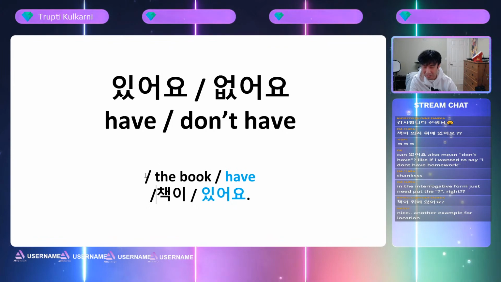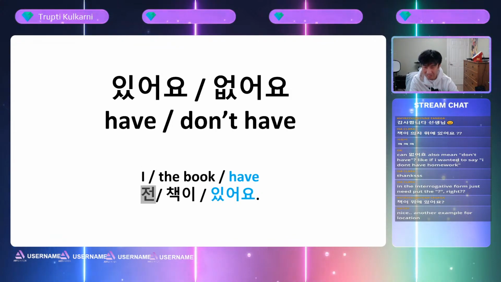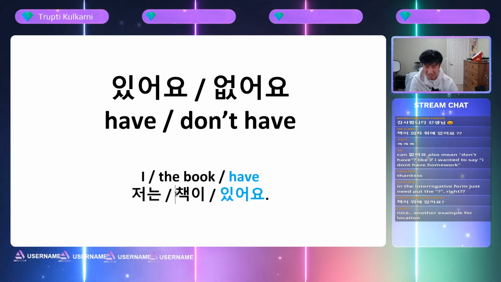In Korean, you don't need to say I, you, he, she. It's an optional thing. But if you wanted to say I, like specifically, you say 저는 책이 있어요. I, the book, have.